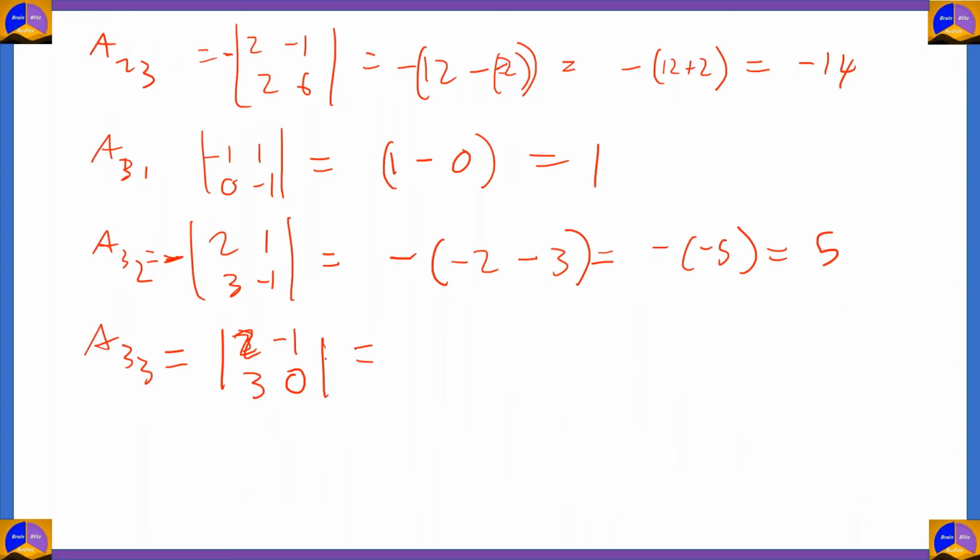So that's in the determinant. So 2 into 0 is 0. Minus of minus 3. That is equal to 0 plus 3, which is equal to 3. So we have our cofactors for each of the terms of the matrix, each of the elements.